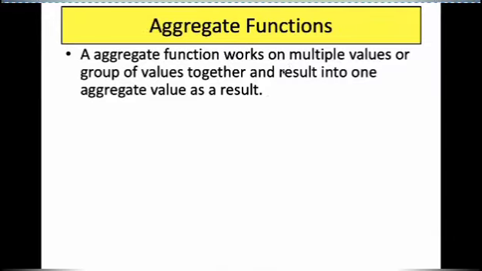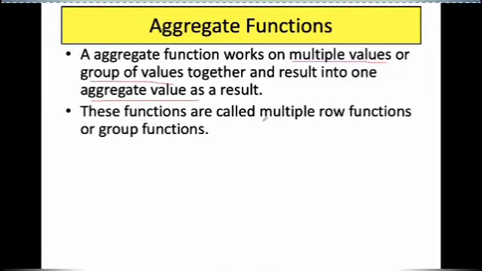Aggregate functions work on multiple values, or a group of values together, and result in one aggregated value. So if you have 10 values, it will execute on these 10 values together and give you one single value as a result. That is why these functions are also known as multiple row functions, as they operate on multiple rows together, or group functions. Why group functions? Because they execute on a group of values.